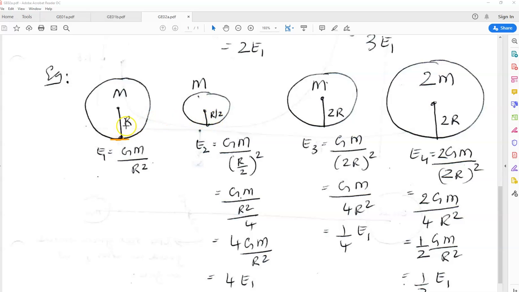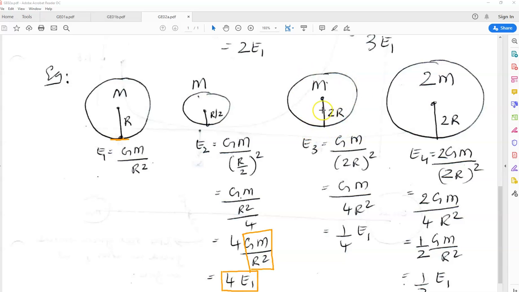How about this one, where the mass is still the same, M, but the radius is half of the original value. The first thing you have to do is put this value into the formula, GM by (r by 2) square, which becomes GM divided by r square by 4, and this denominator goes to the numerator, which becomes 4 GM by r square, whereas GM by r square is the gravitational field for the mass with radius r.